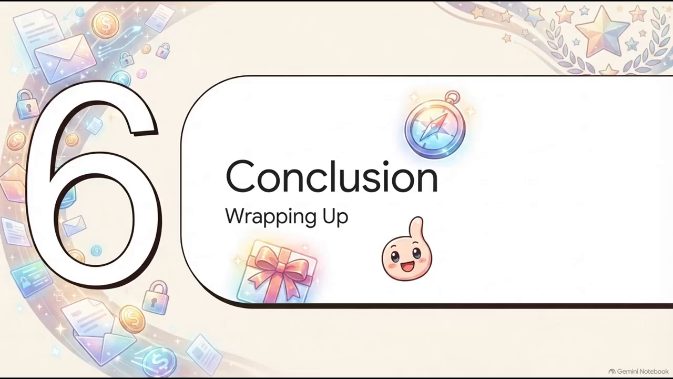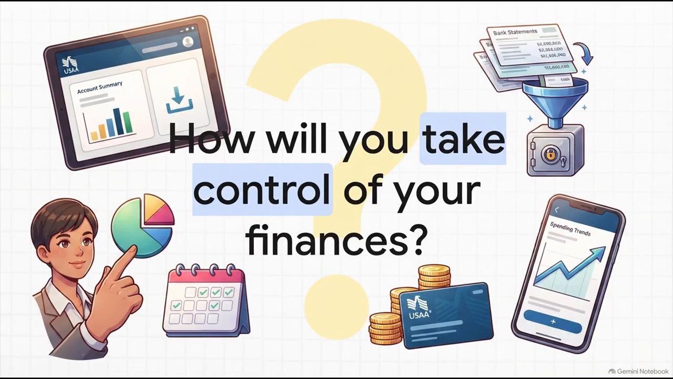Section 6, Conclusion. Before we wrap up today, please note this quick but important disclaimer. The information provided in this explainer is strictly for educational purposes. Banking platforms update their interfaces and their security protocols constantly, so for the absolute most current information, or if you need personalized assistance with your specific accounts, please consult USAA directly by calling them up at 800-531-8722.